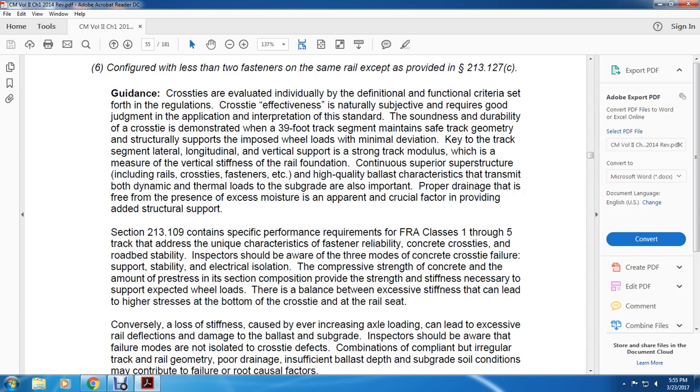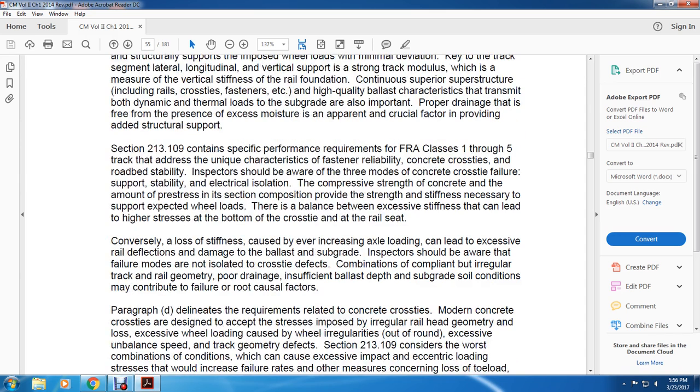Demonstrated over a 39-foot track segment, they maintain safe track geometry and structural support when imposed with wheel loads, with minimum deviation of the track segment, lateral, longitudinal and vertical support, with strong track modulus, which is measured for the vertical stiffness of the rail foundation, the continued superstructure including the rails, cross ties, fasteners, and high quality ballast characteristics to transmit both dynamic and thermal loads to the subgrade. Proper drainage and freedom from excess moisture are also important and inherent with the crucial fixture and the added substructure.